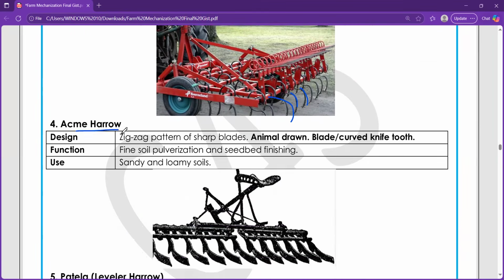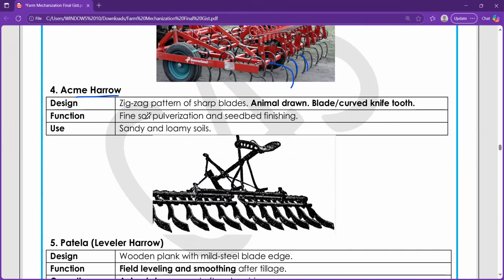Then we have SME harrow, as you can see. The design of this harrow is that it forms a zigzag pattern of sharp blades, and they are generally animal drawn. It is also known as blade or curved knife tooth harrow. The function is that it is used in fine soil pulverization and seedbed finishing, and used in sandy and loamy soils. So these were all about it.